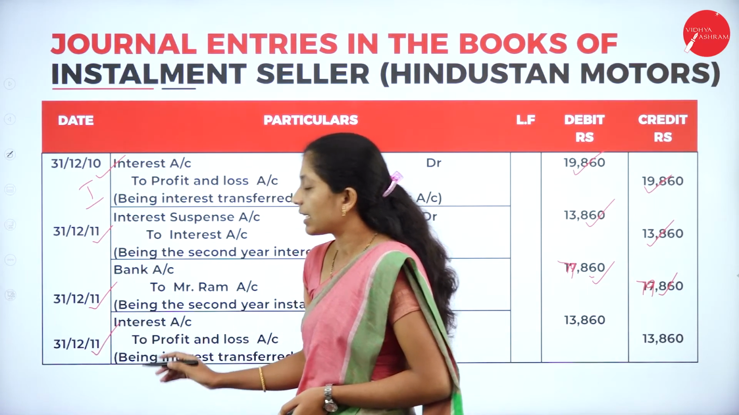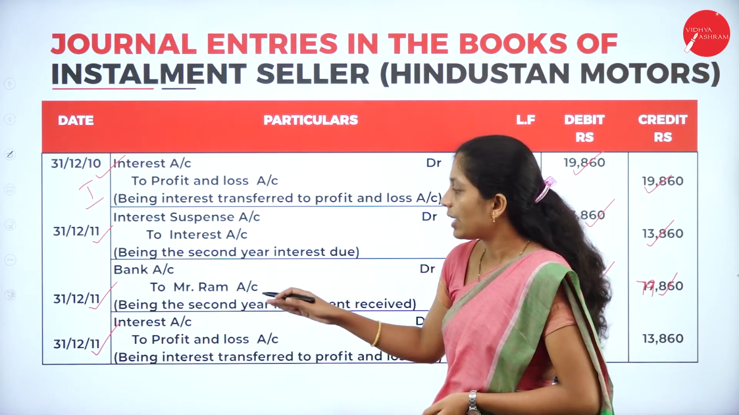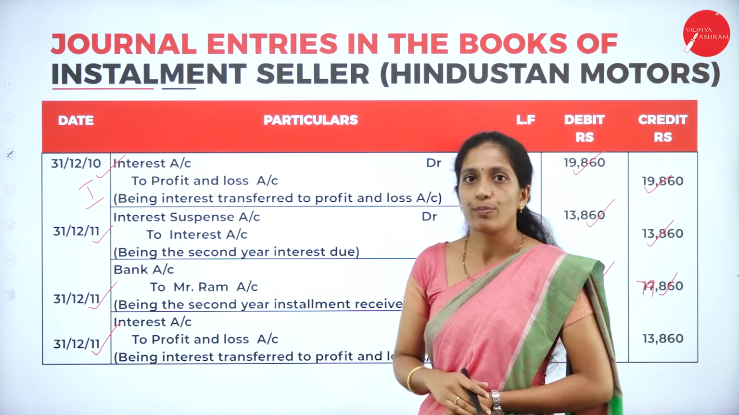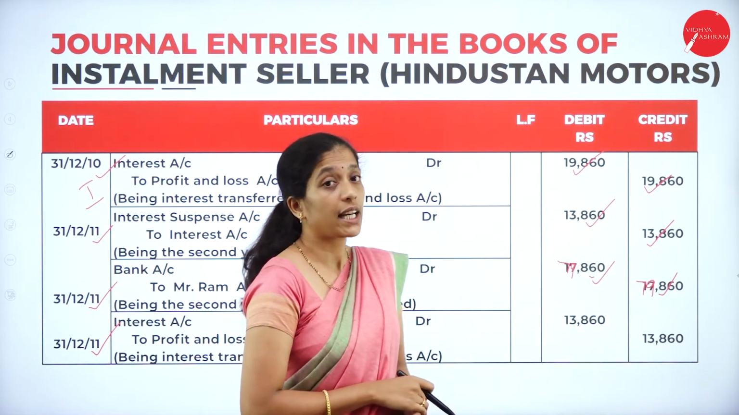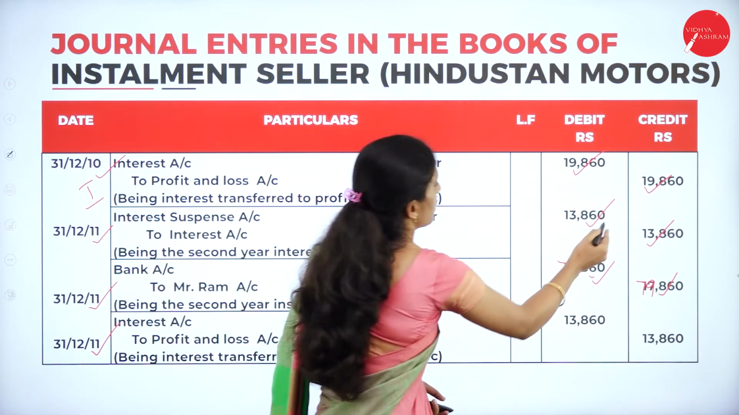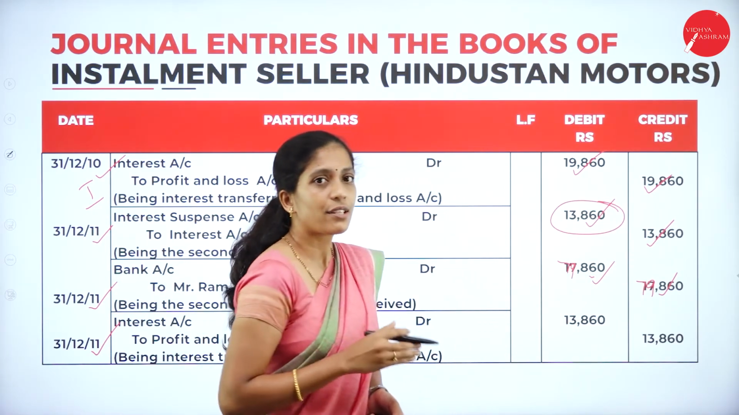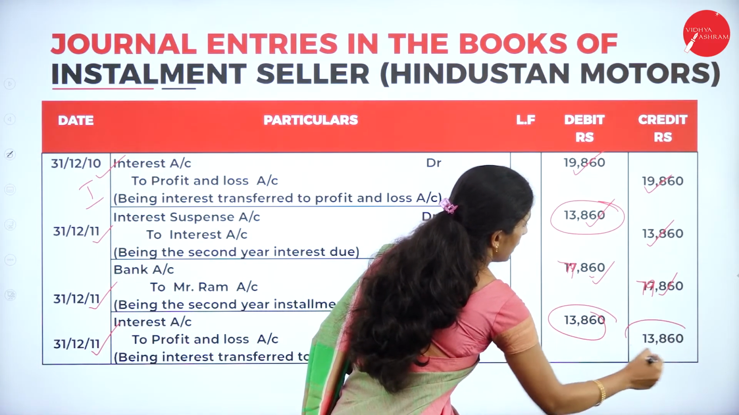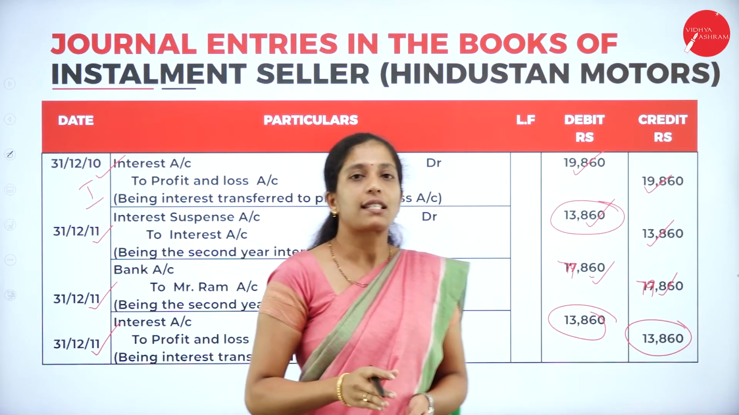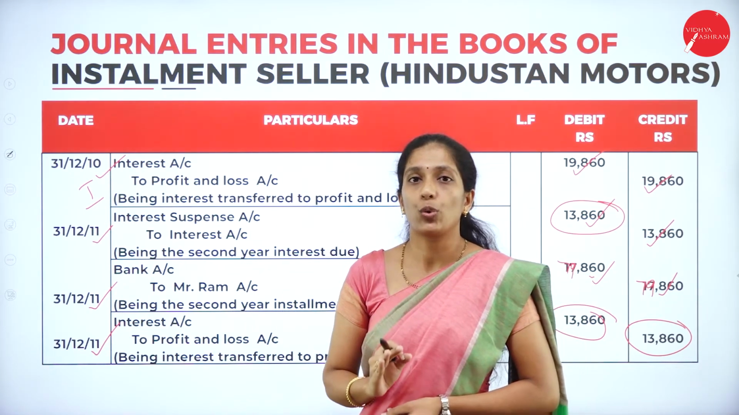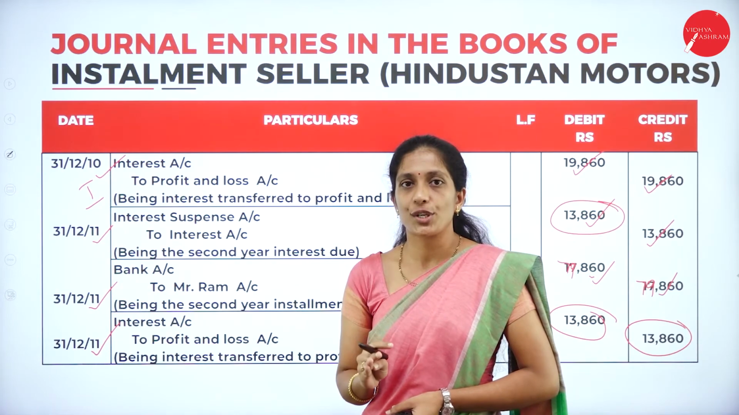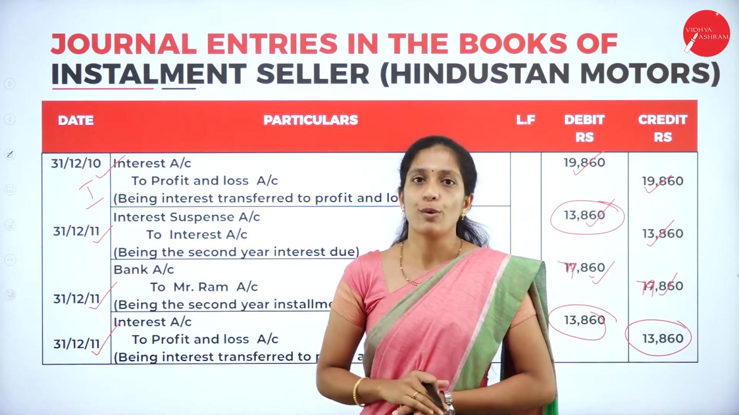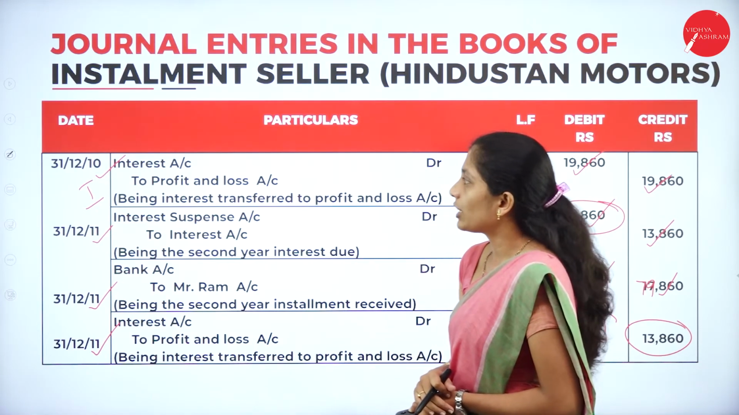At the end of that particular year, 31/12/2011, interest account data to profit and loss account, being interest transferred to profit and loss account. Now what is second year interest? Second year interest is 13,860. Now transfer this amount to profit and loss account. So that is 13,860. Clear about the second year? In the second year, you will be having only three entries. One is for interest due, next installment received, and the third one is transfer of interest to profit and loss account. Now come to the last year.